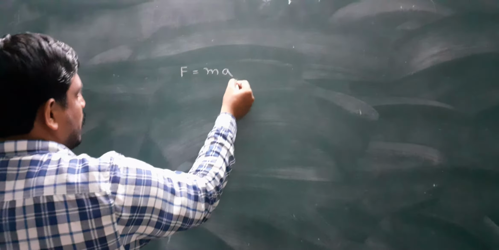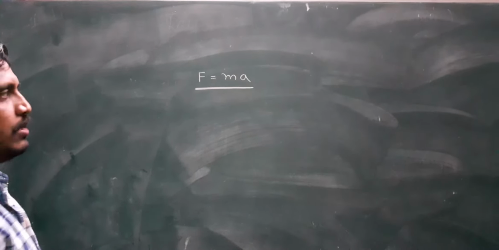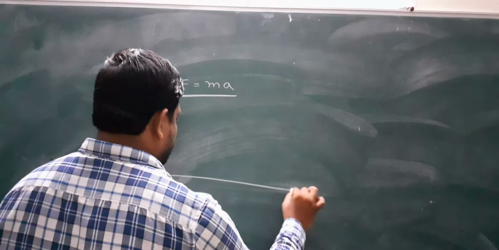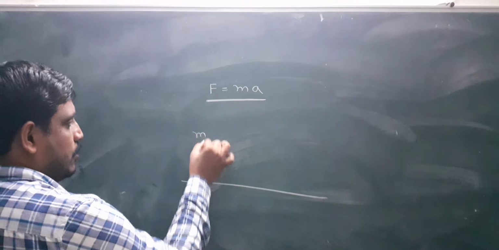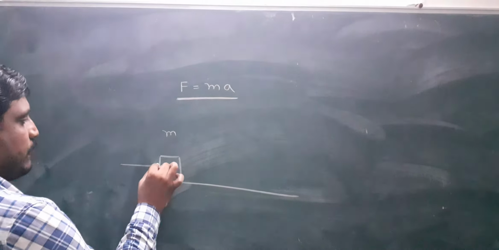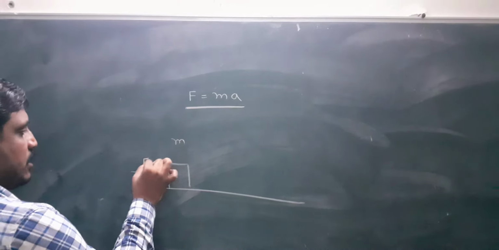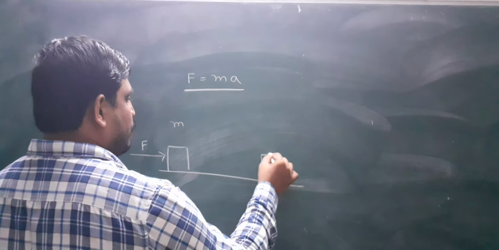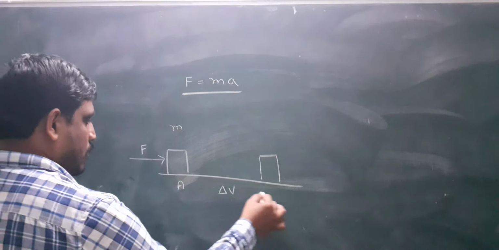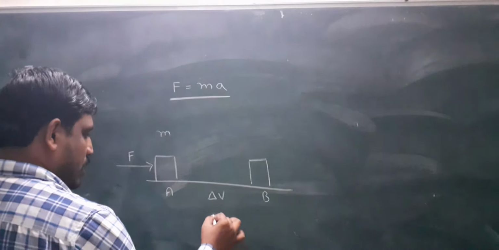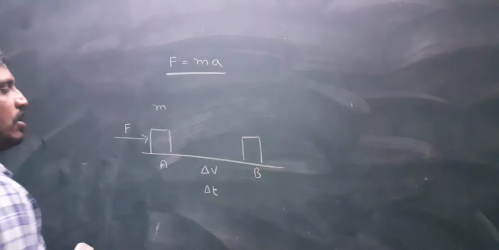Next question: F equal to ma. Look here, now we derive F equal to ma. Here is a body of mass m. Here I apply a force. The force acting on the body is F. Because of the applied force, it moves from A to B, with a change in velocity delta V in a time delta T.